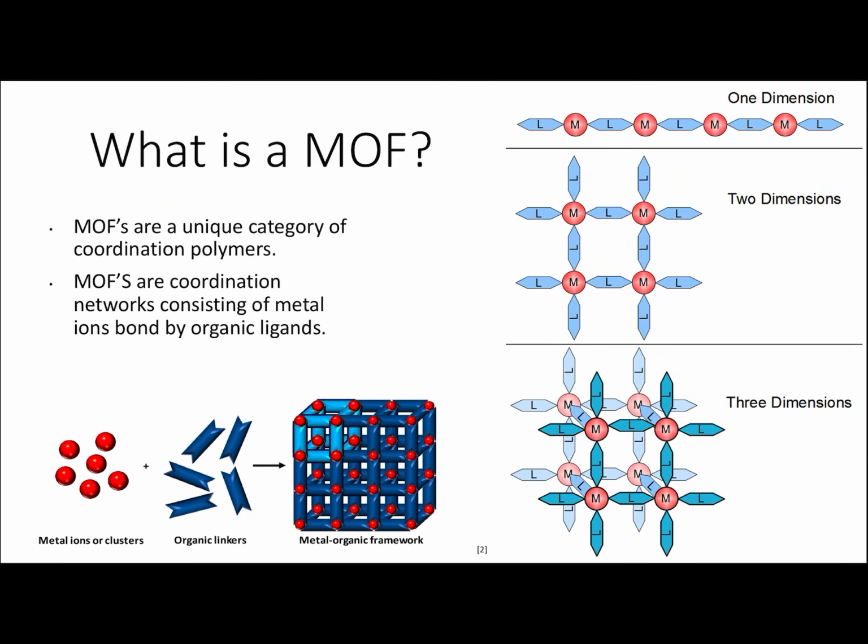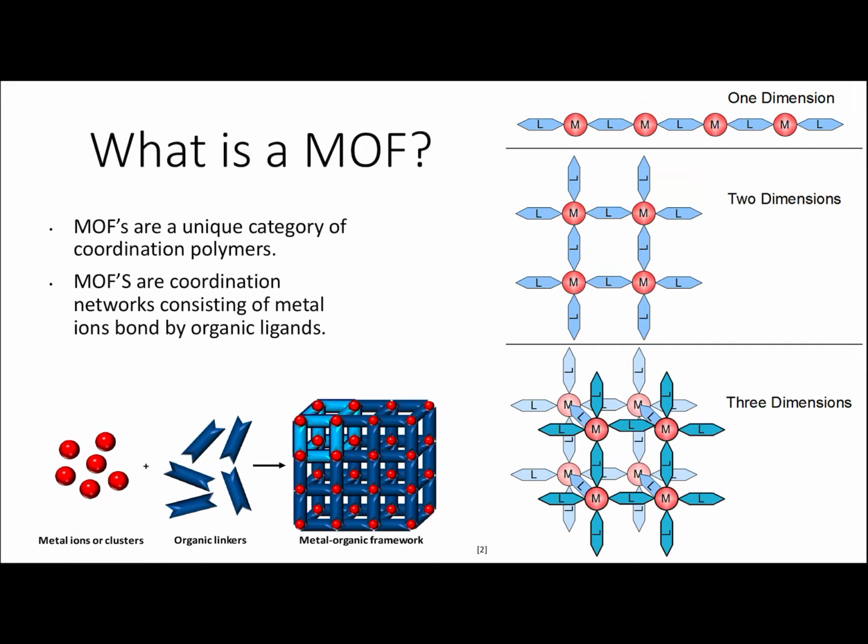Commonly referred to as MOFs, metal organic frameworks are a unique category of coordination polymers. What is a coordination polymer? A coordination polymer is an inorganic polymer structure containing a metal cation center linked by ligands, and specifically for MOFs, organic ligands are used.